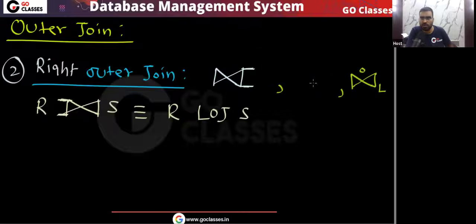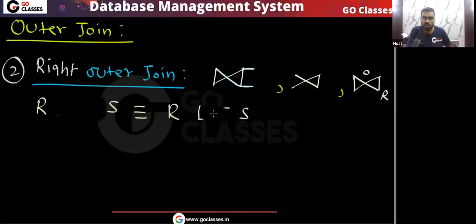Another symbol is like this, and on the right you are putting it. It means right outer join. Another symbol is this symbol. O means outer, R means right. Okay, is this clear? So very simple. So finally I can say that this is your right outer join. This symbol, and then add the dangling tuples of the right table.